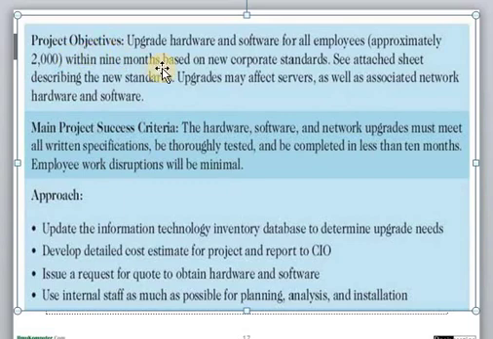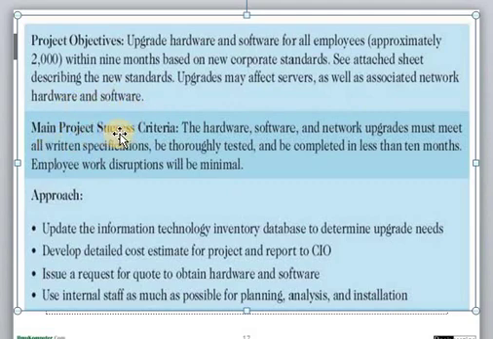We will clearly document the project objectives under this particular section. And the project objective is basically to upgrade hardware and software for all employees, approximately 2,000 employees within 9 months, based on new corporate standards. For this purpose, you can see the attached sheet describing the new standards. Upgrades may affect the servers as well as the associated network, hardware and software.